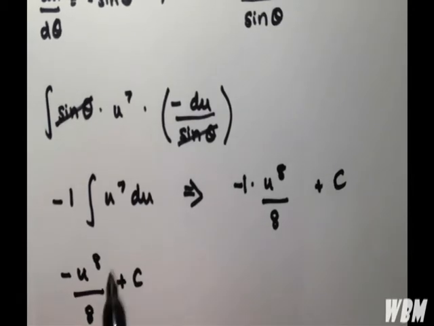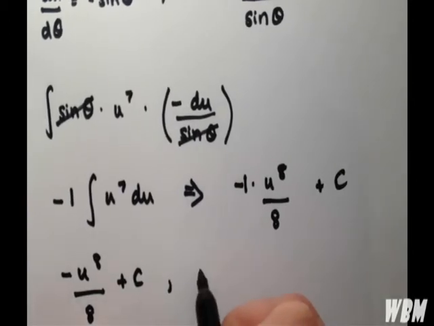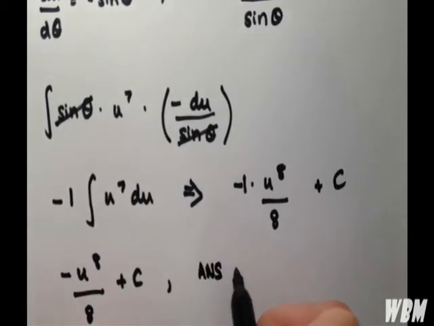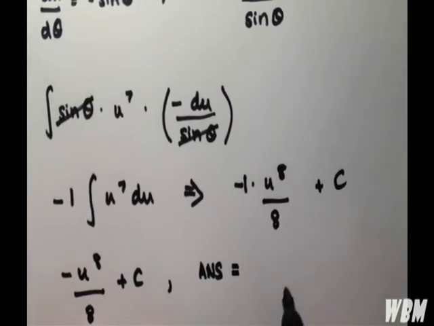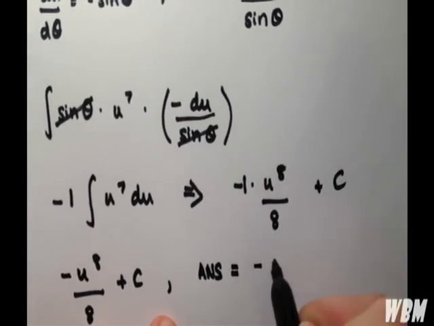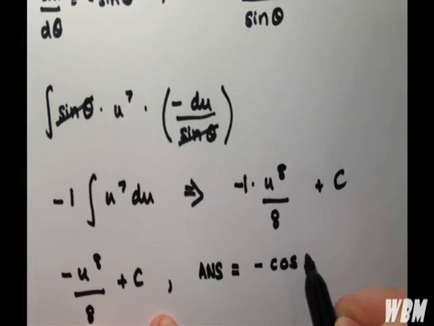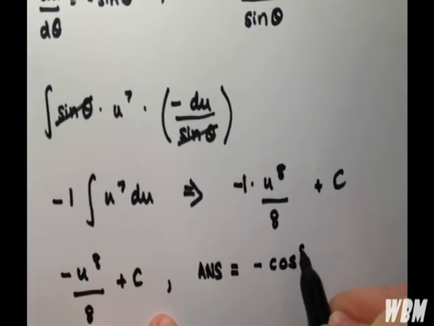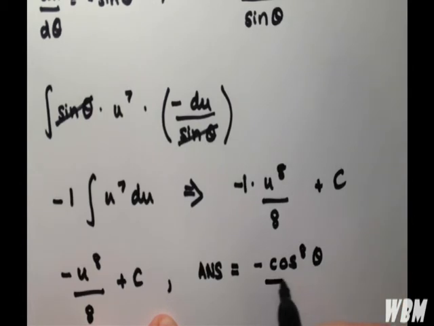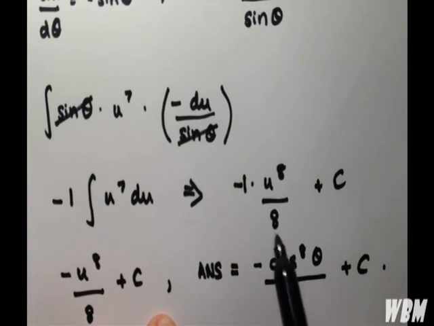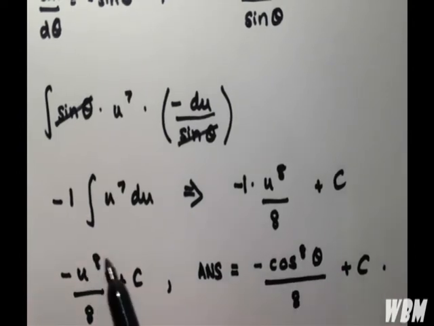Now we simply substitute back in for our value of u because we want it in the original terms of theta, and our answer is minus cos theta to the 8 over 8 plus c. Now remember that minus cos theta to the 8 is the same as minus cos to the 8 theta.